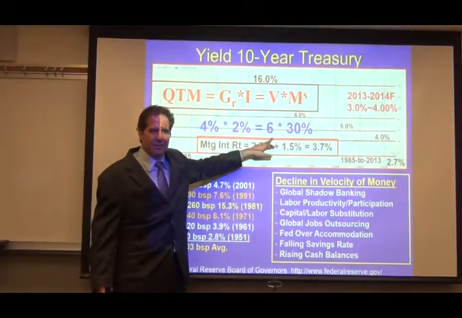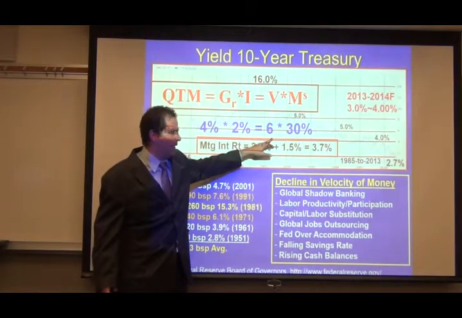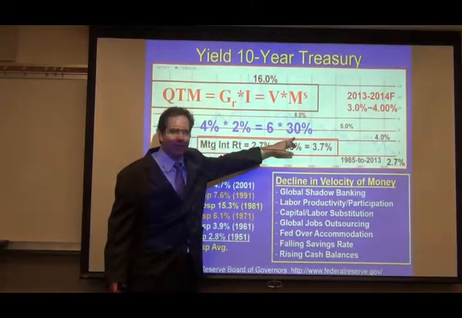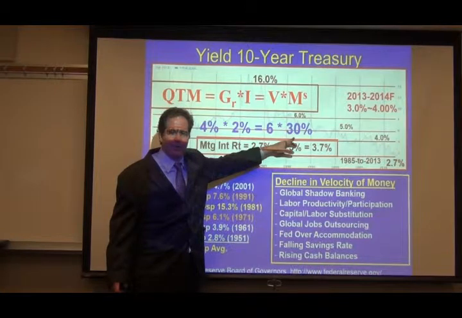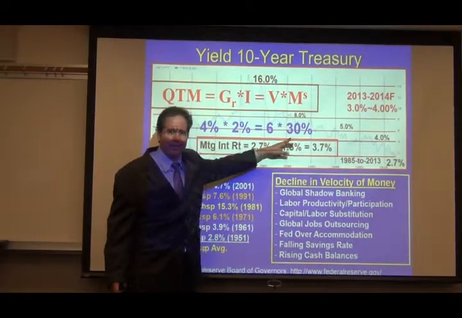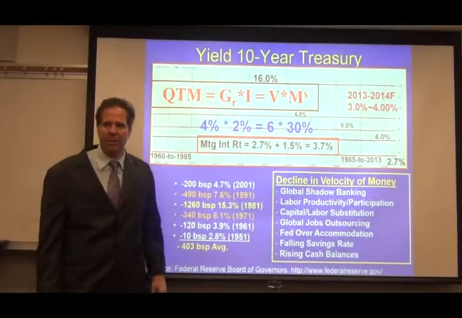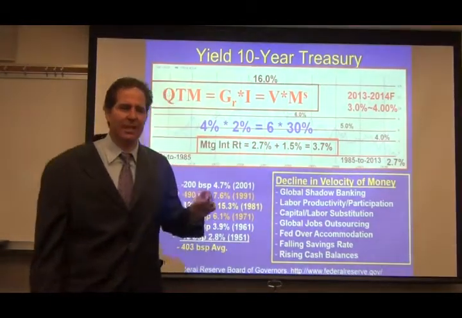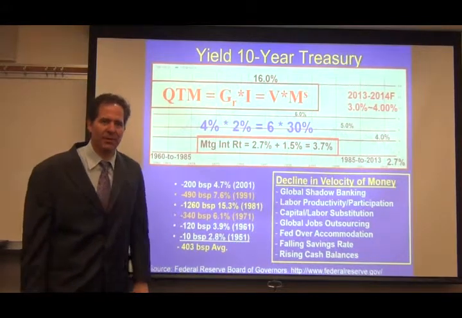We know this, that's the target. We know velocity is at 6 on M1. You just plug this number in and do the math. The Federal Reserve needs to print money and increase the money supply growth rate to get GDP to grow at 4%. So it's in the velocity of money. That's where the answer is.